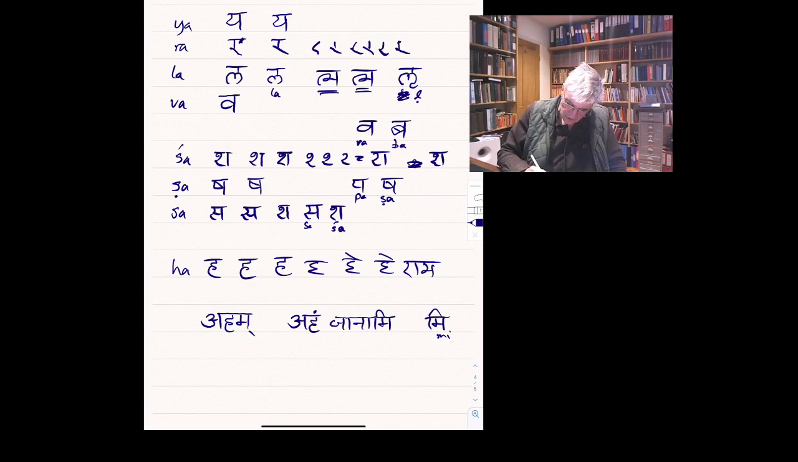And the visarga, that's the final ah sound. We have the word, let's put nara, and then the nominative singular form narah. So nara, nara, and narah, written with these two dots there. Narah.